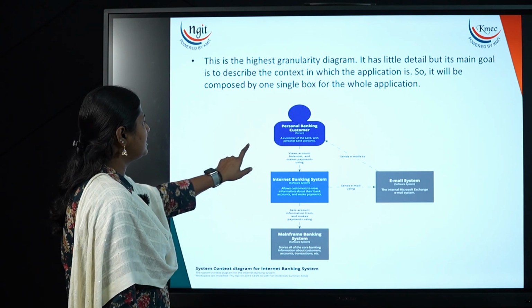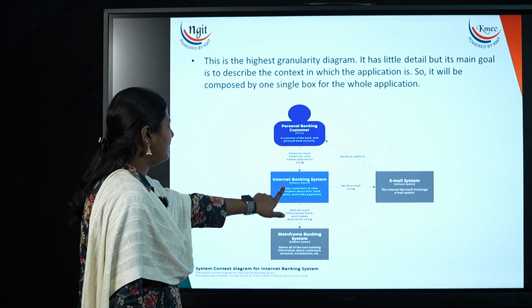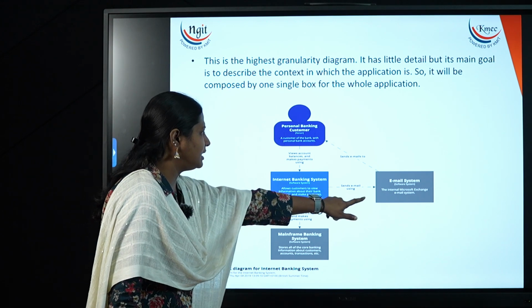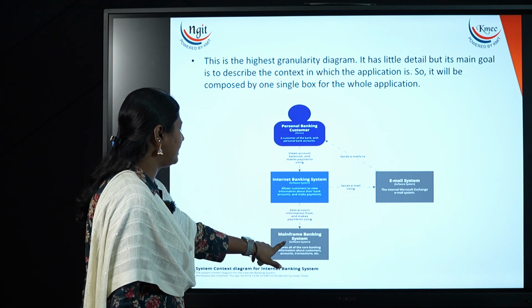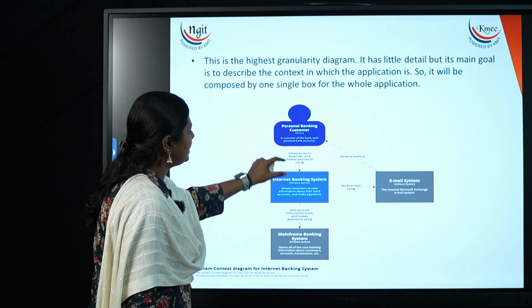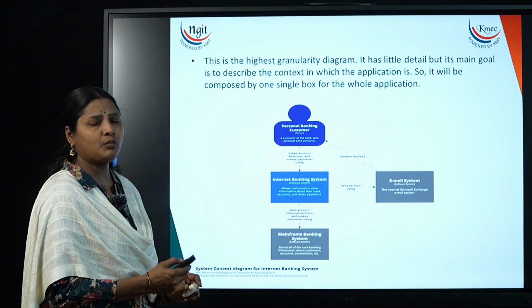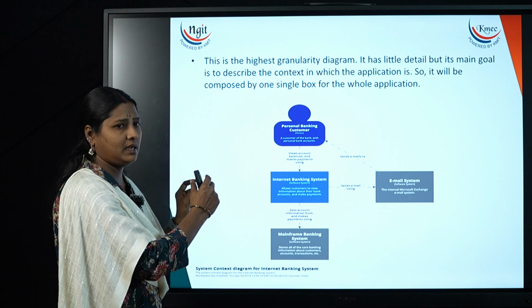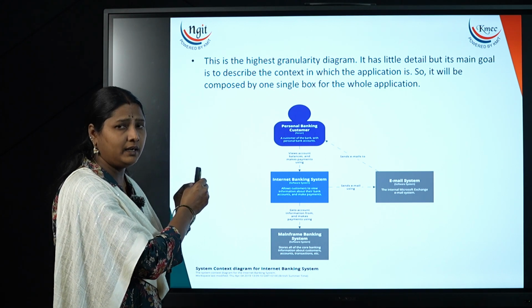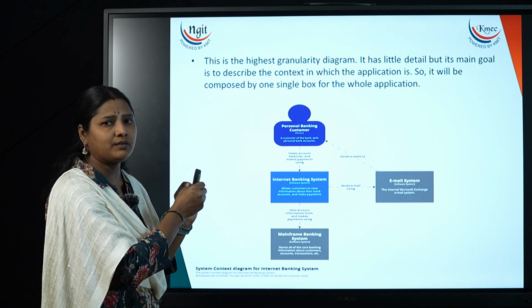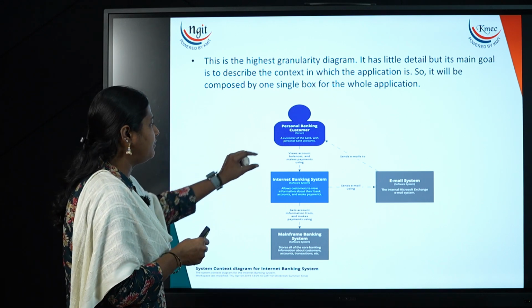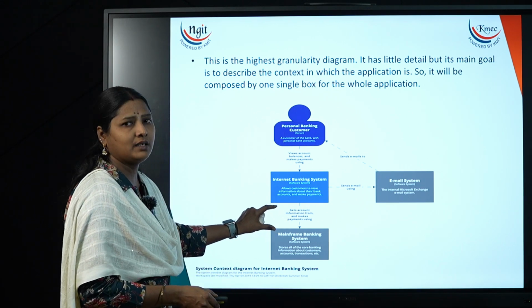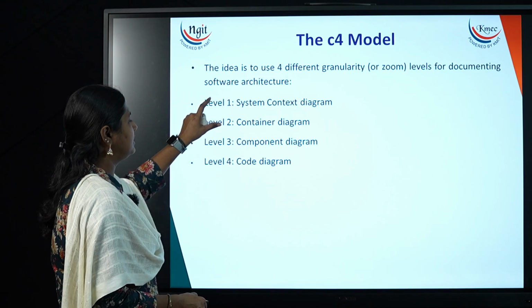If you see here, this is a personal banking customer, and here we can see the internal banking system, there is an email system, and here is a mainframe banking system. Each and every module is zoomed in, and you can easily understand the working of the internal module, so that it is very simple and easy to write documentation for individual modules. That is the main purpose of the C4 model.